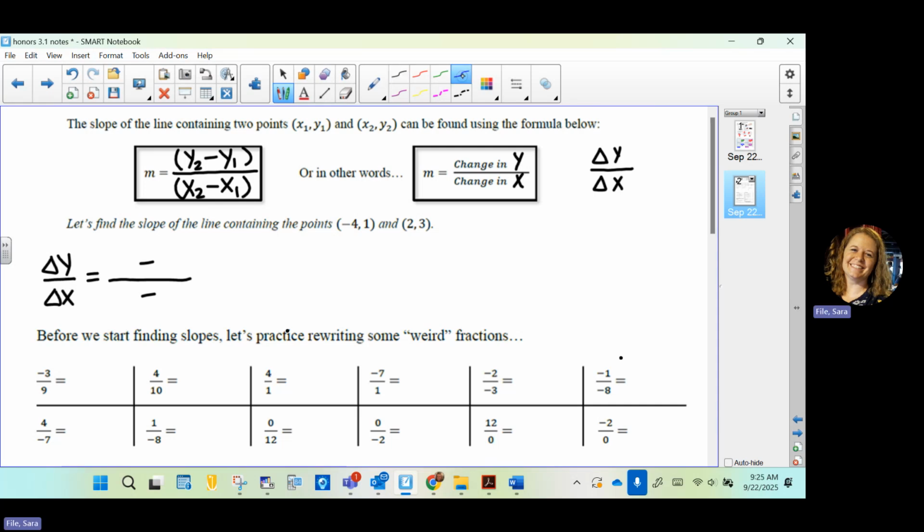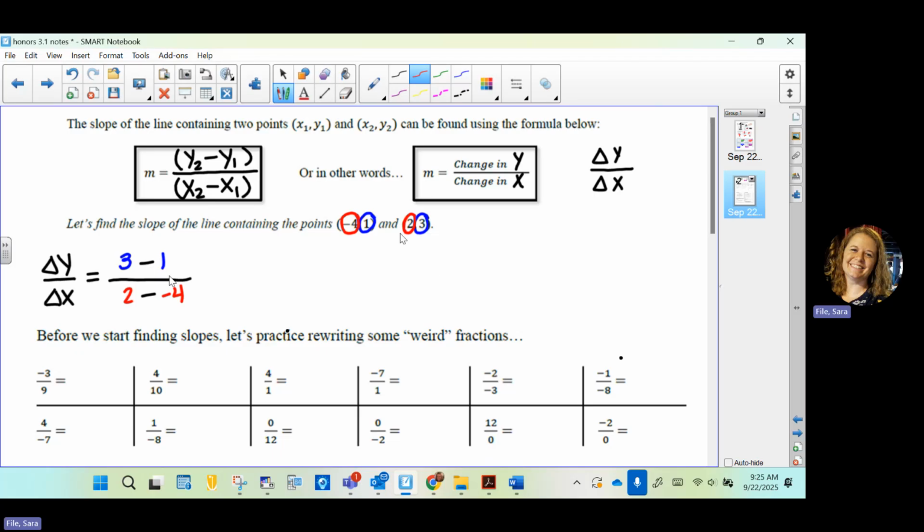So it doesn't matter, again, which is which, but I'm going to start with my y's. Okay, so 3 minus 1. I'm calling the point on the right my second point. And then my x's, it would be 2 minus negative 4. Now remember, you have to be consistent in your order. Since I put 3 first on top, I have to put 2 first on bottom. If I switched it around, that would have been fine as long as I was consistent in the order, right?